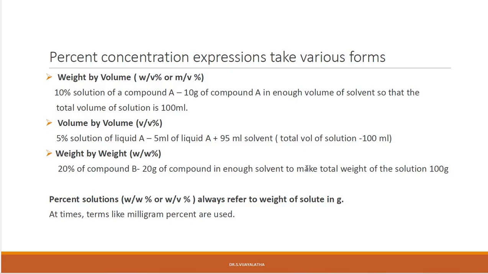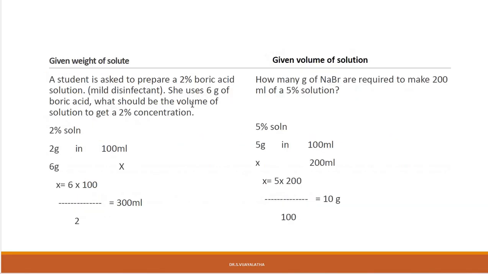Now we'll see a few numerical problems, very simple problems based on percent solutions. They can be divided into three categories. The first one is they will give you the percent solution required and the weight of the solute also. We have to find out what should be the total volume of the solution in which it has to be dissolved. The second one, the percent solution concentration will be given. The total volume of the solution will be given. We have to find out how much should be weighed.